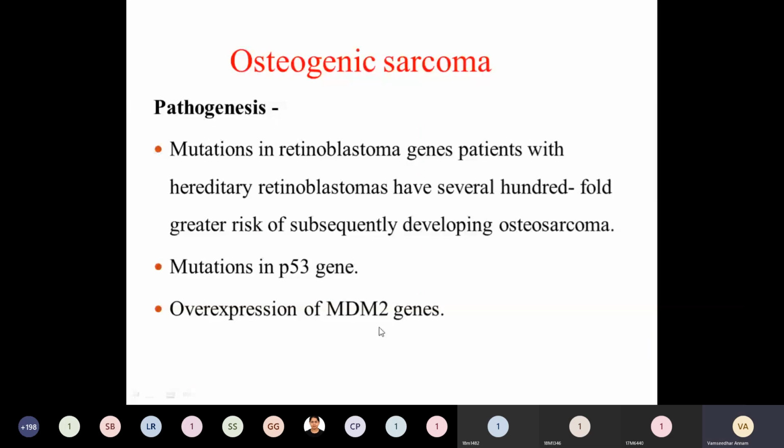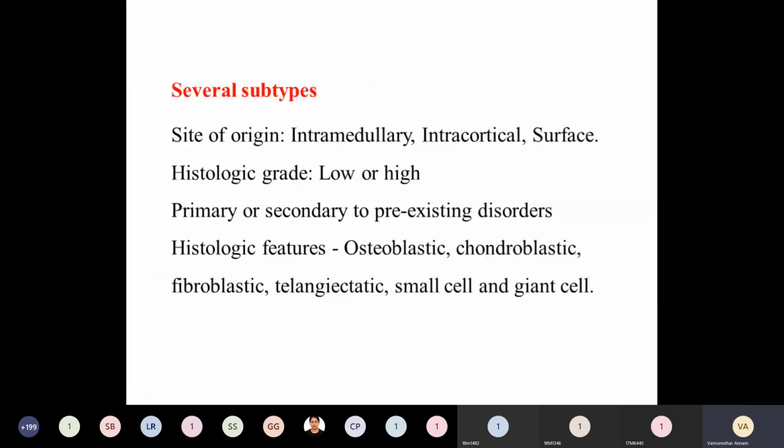So what is the pathogenesis? Mutation in the RB gene has high risk of developing osteosarcoma. So in the exam you have to write mutation in P53 gene and RB gene and also overexpression of MDM2 gene. These are the genes which, when mutated, are responsible for developing osteosarcoma. So P53 gene or retinoblastoma gene, all these are tumor suppressor genes. Site of origin could be intramedullary, intracortical, or on the surface. Histological grade could be low grade or high grade. It can be primary or secondary to pre-existing disorders. Based on the histological features, it is classified into osteoblastic, chondroblastic, fibroblastic, telangiectatic, small cell, and giant cell.